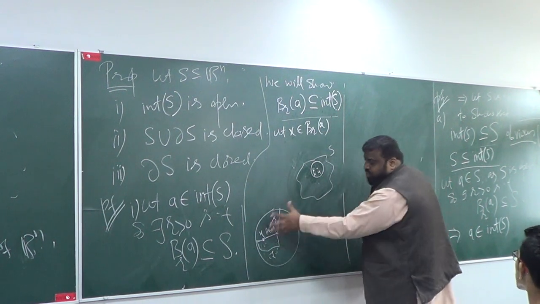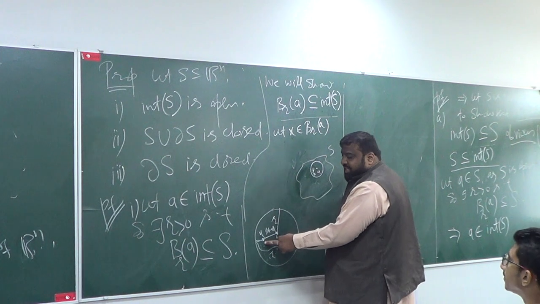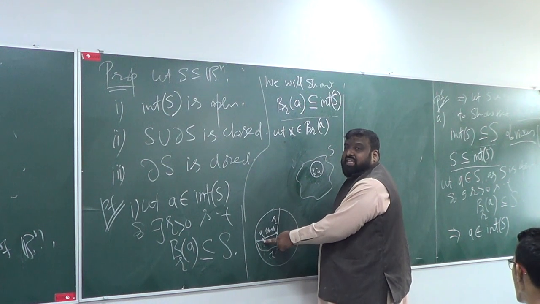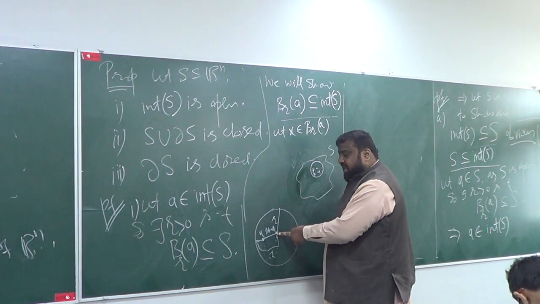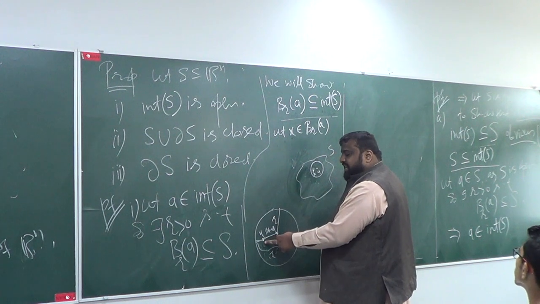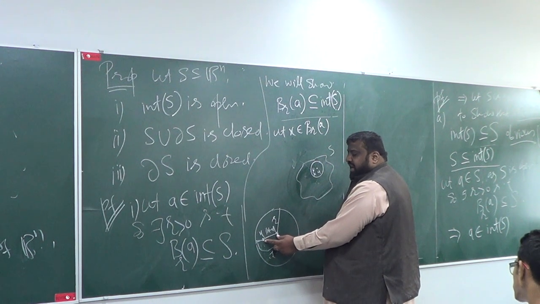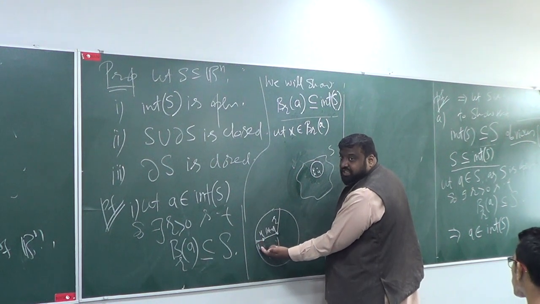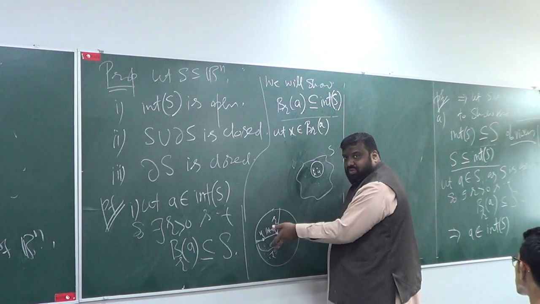Now how can I show this? This is the zoomed picture. This is A, this is X. I want to draw a ball on X such that it is entirely sitting inside the ball and doesn't contain the point A. In order to do this, I said the total radius is R and this distance is the distance of X from A. If I take R and subtract this distance, and draw a ball of this radius on the point X, it is for sure going to be inside.